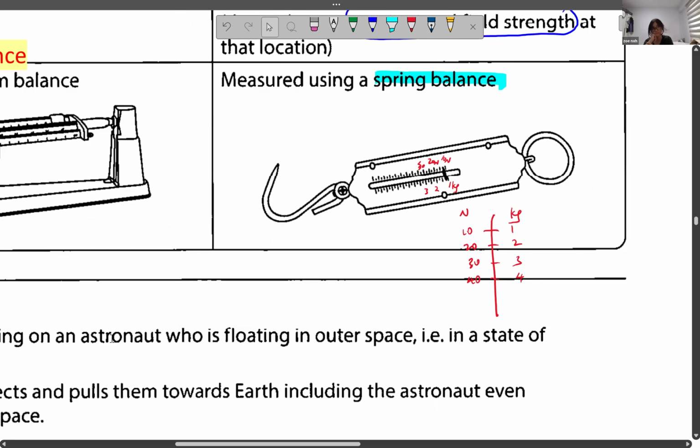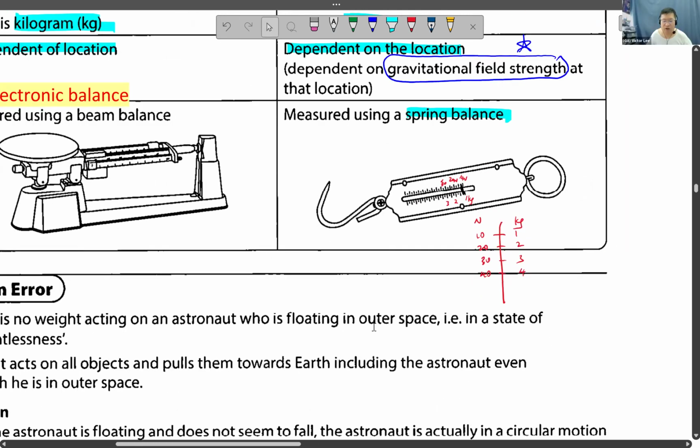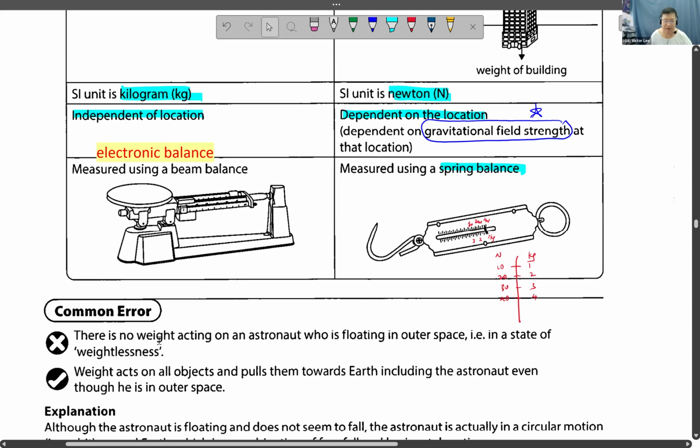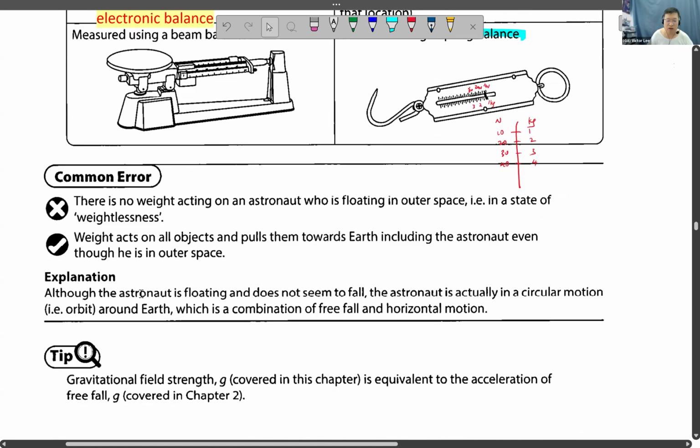So let's look at this. There is no weight acting on the astronaut who is floating in outer space, the state of weightlessness. It's not true. It's just that it's not strong enough to pull the person into the atmosphere. So the weight acts on all objects that pulls them towards Earth, including the astronaut, even though he's in outer space. Like we are all experiencing gravitational force from the sun, just that we do not realize that. Although the astronaut is floating and does not seem to fall, he is actually in circular motion around the Earth. So you're going round and round.